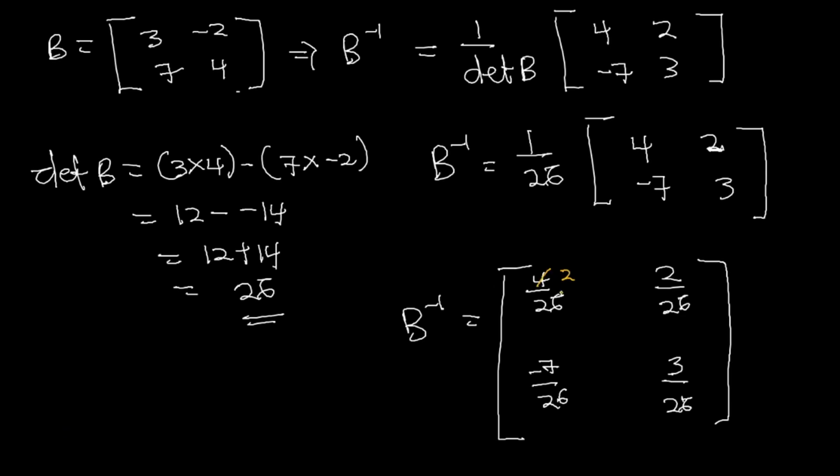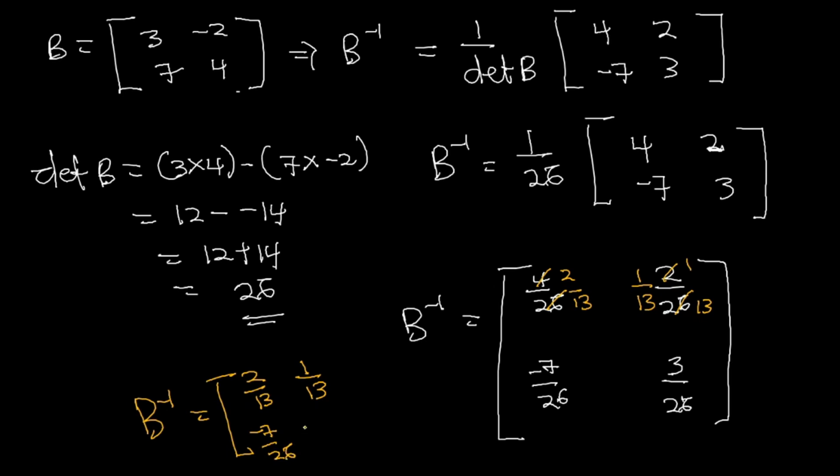Now we can simplify this matrix. 2 will go into 4 two times, and 2 will go into 26 thirteen times. So we have 2 over 13 here. 2 will go into itself once, and into 26 thirteen times, so we have 1 over 13 here. The other two cannot be simplified, as we don't have any number that can divide into them. So our B inverse is the matrix 2 on 13, 1 on 13, -7 on 26, and 3 on 26.